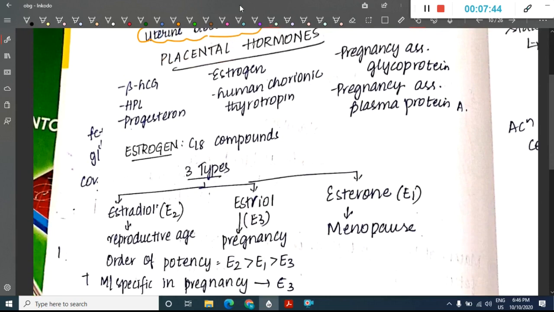Then placental hormones. So what are the placental hormones? We will learn about these placental hormones in the next class.